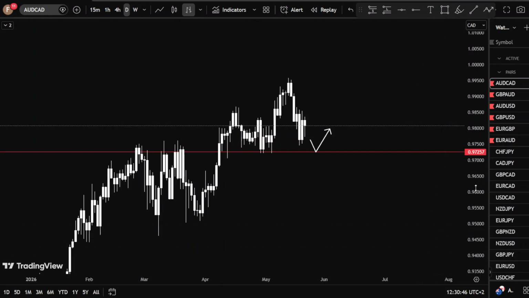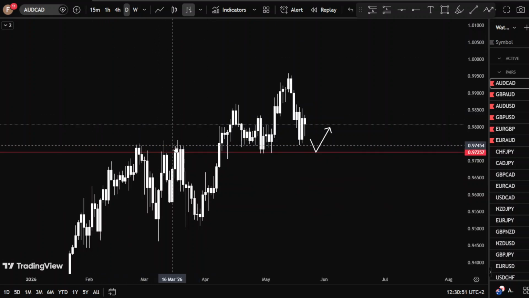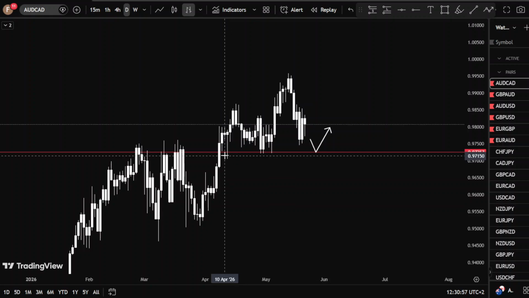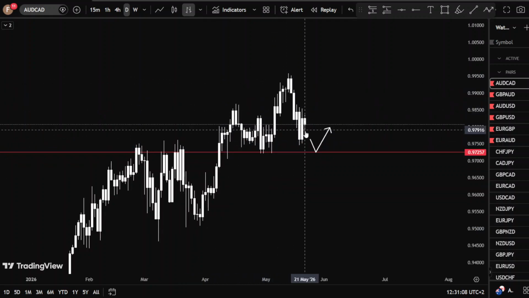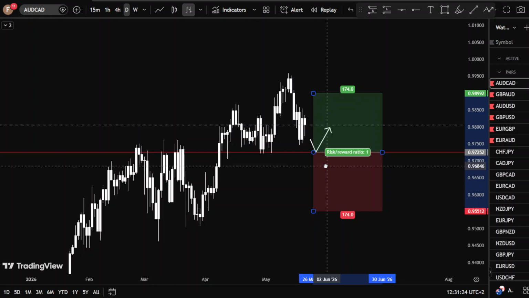Okay, the first one is AUD CAD. The strategy is very simple. Here we have support, resistance when price came up. Here it was resistance when price came up, and then it became support. And I think if price goes down to the red line again, then this is going to be support and we can go for a 1-to-1. And that's literally it.